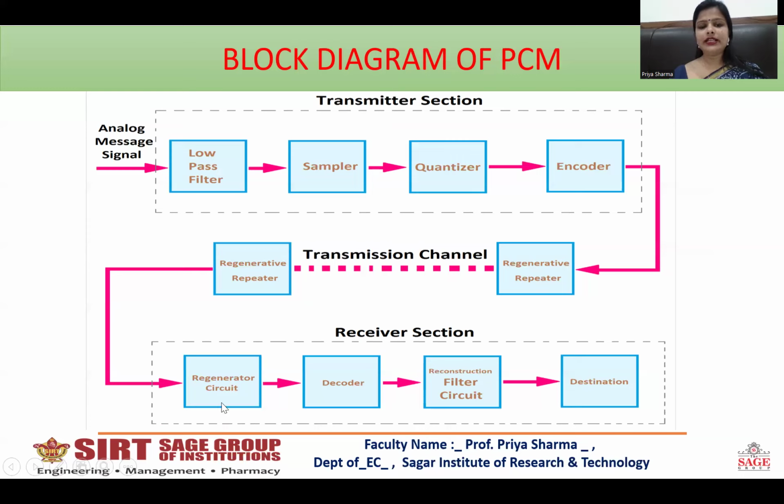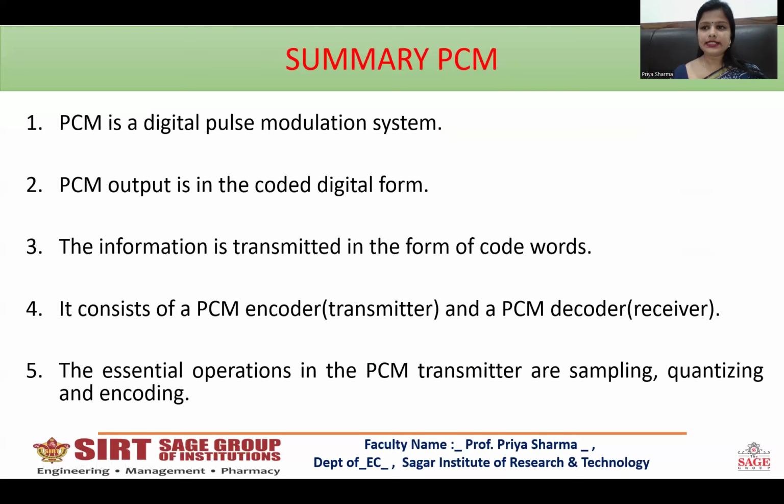At the receiving end, the opposite process takes place. A regenerator circuit is there for the regeneration of the signal which is being transmitted. A decoder will decode the coded signals. Then the reconstruction filter circuit will reconstruct this coded signal, and at the destination we will again receive the analog signal.